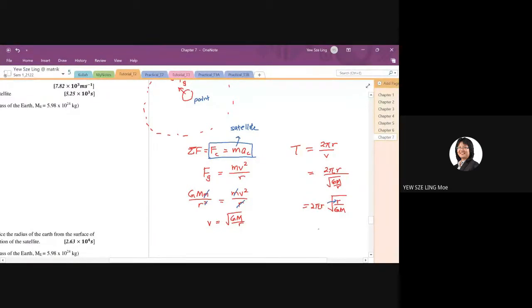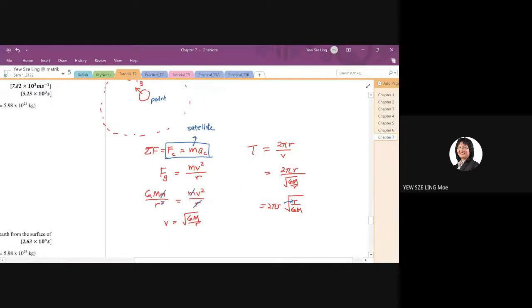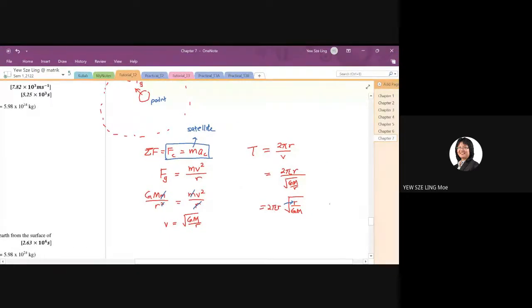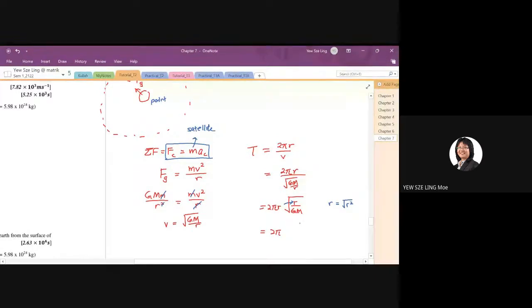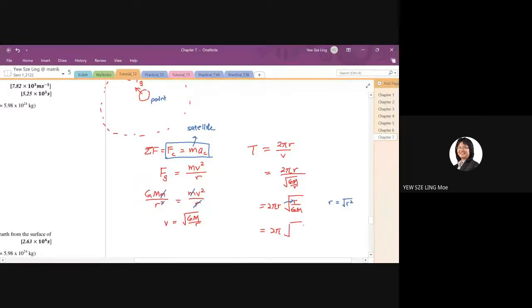So if you want to move it in, what should you do? Now this part has a square root, so r is actually equal to the square root of r squared. Therefore, the final answer is just equal to 2 pi times the square root of r times r squared, which is r cubed over GM. So that is period. So velocity and period are the only things that you want to calculate in 7.3.